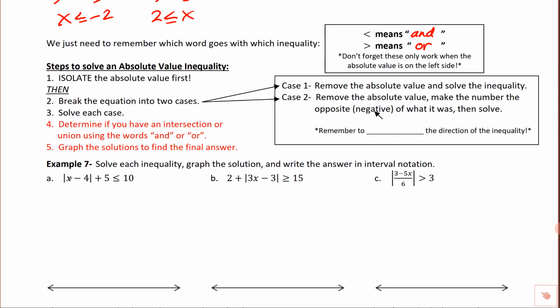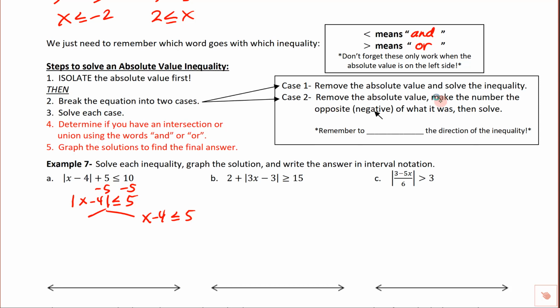So on example 7a, this is what we do. We're going to subtract 5 to isolate. We're going to get absolute value of x minus 4, and then this is a less than or equal to, and this ends up being a 5. Now we've got this isolated, so we're going to remove the absolute value. I'm going to break it into these two cases right here. So I'm going to do x minus 4 less than or equal to 5.